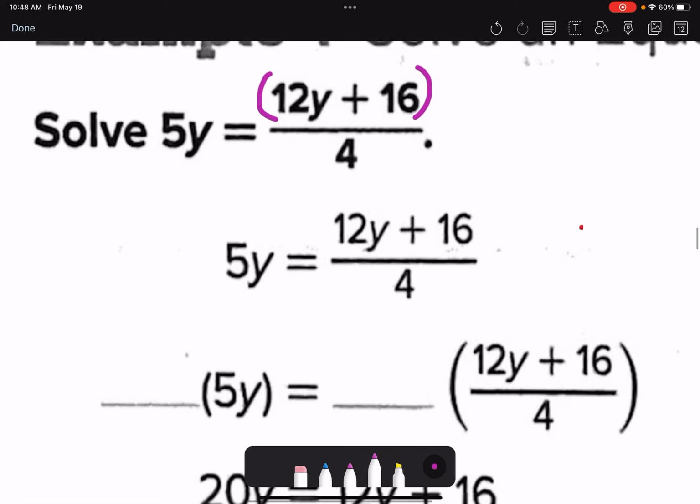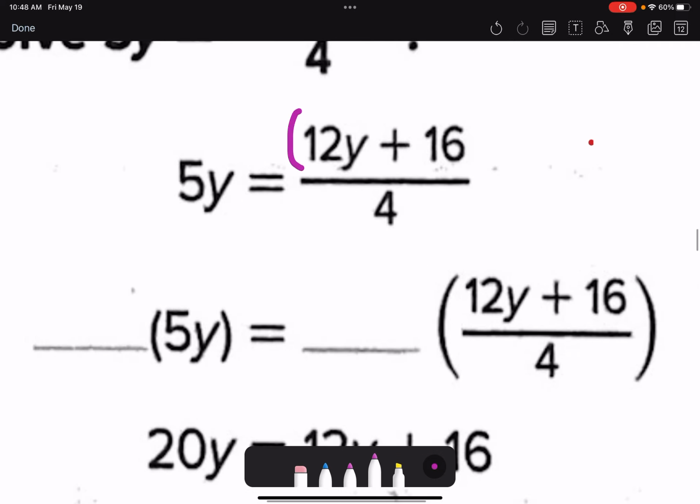So in this problem here, let's take a look. I'm going to go ahead and get rid of that division first by multiplying. How do we get rid of that? We multiply. And what I do to the left, I must do to the right. On the other side, I just have a 5y. So I'm going to do 4 times 5y.